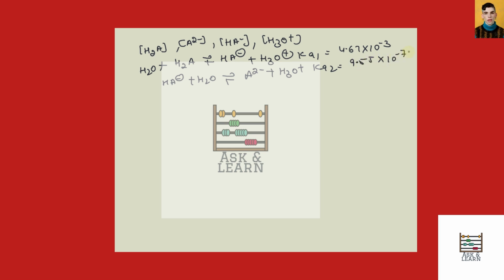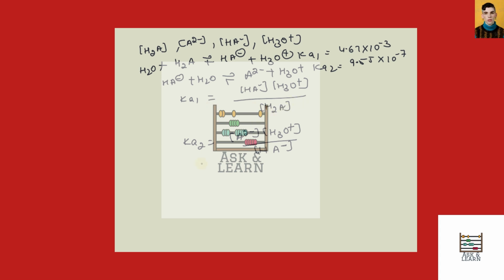Now writing down the Ka1 and Ka2 expressions. Ka1 equals the concentration of HA negative into H3O positive upon the concentration of H2A, and Ka2 equals the A2 negative concentration into the concentration of H3O positive upon the concentration of HA negative. Then substituting the Ka1 values and H2A values.